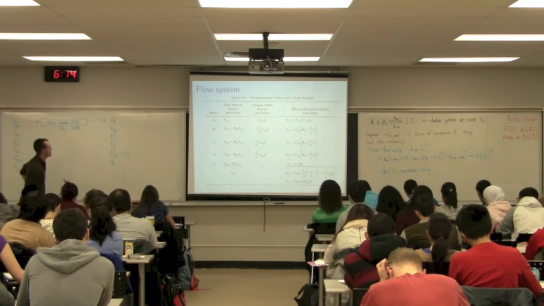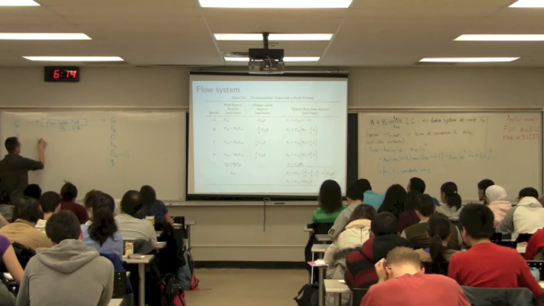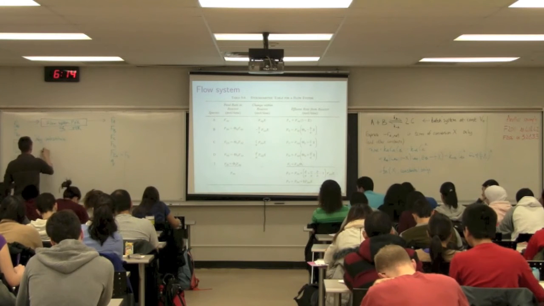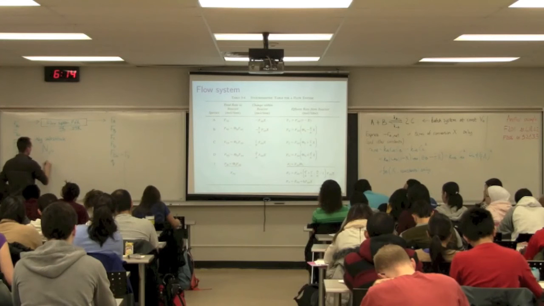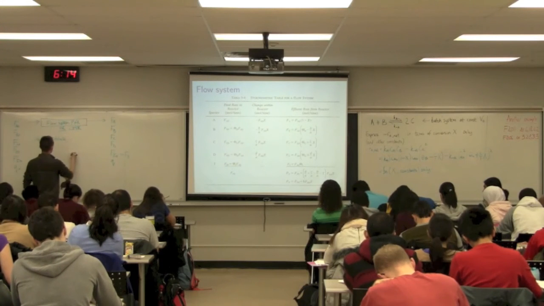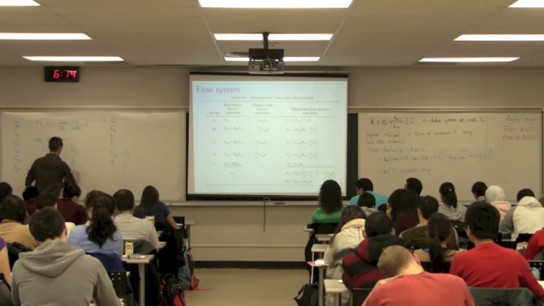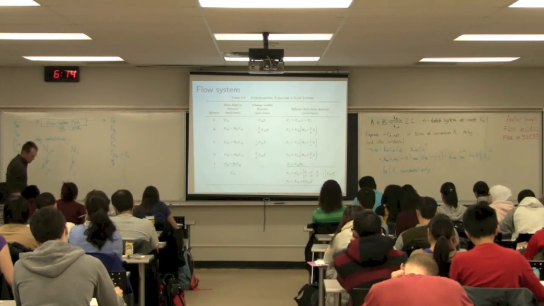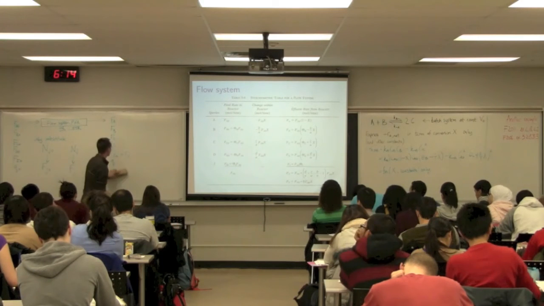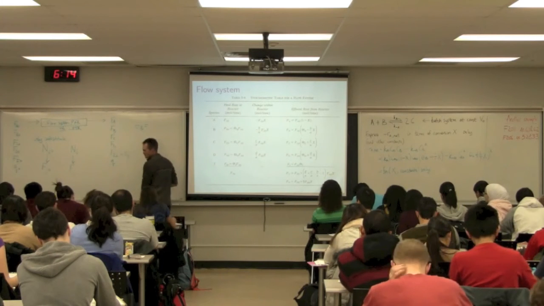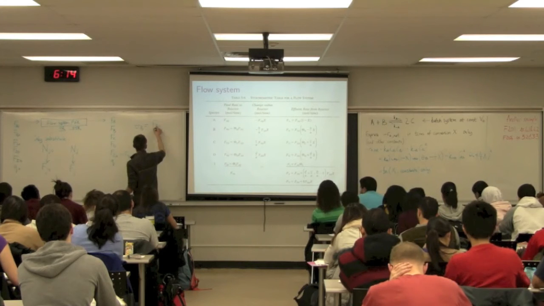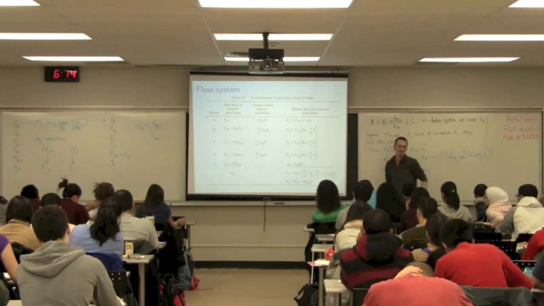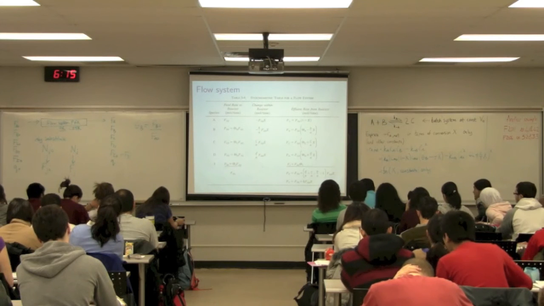The table is identical to the batch table. There's no difference. Only make the following substitutions. Substitute FJ naught for NJ naught, and substitute FJ for NJ. And the other change you make is that your thetas, for example, theta B now, is equal to FB naught over FA naught. So these thetas over here, the flow tables, are the ratio of the molar flows, whereas previously they were the ratio of the initial amounts added to the batch.